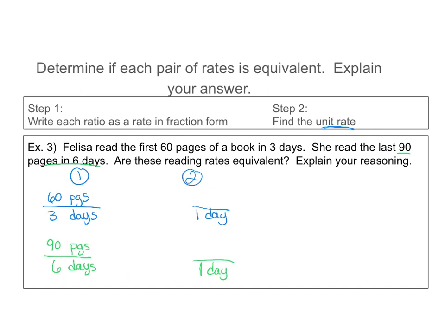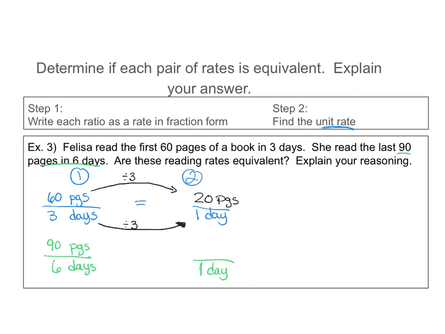Okay, so how do I get from 3 days to 1 day? Do I multiply? Divide? What do I divide by? So if you said divide by 3, you're correct. Am I done? No. What do I have to do? The same thing that I do on the bottom, I have to do on top. So I'm going to divide by 3. So 60 divided by 3 is 20. And then since my unit is pages, I need 20 pages.